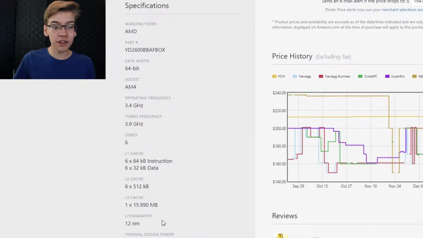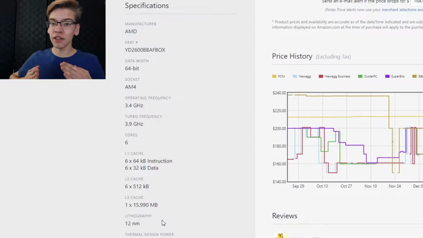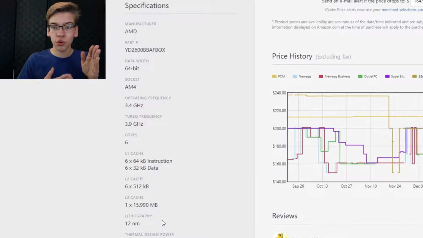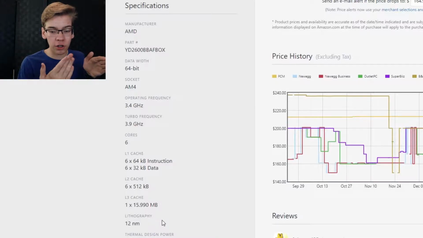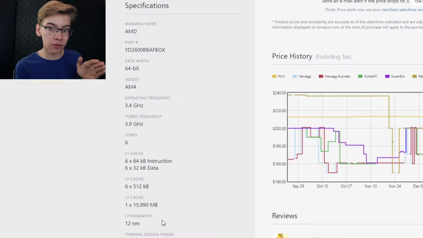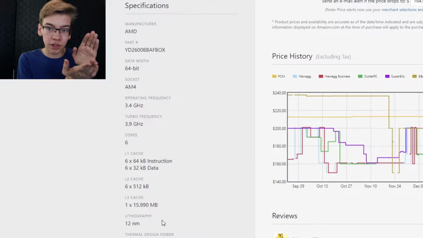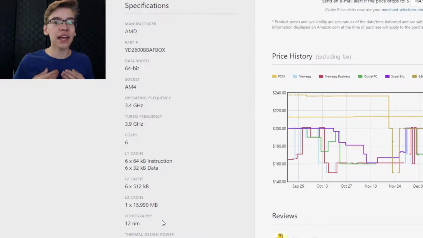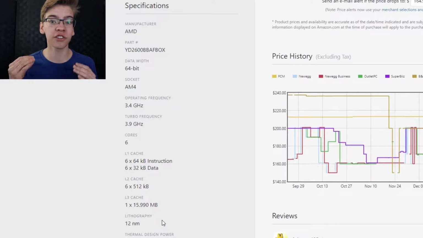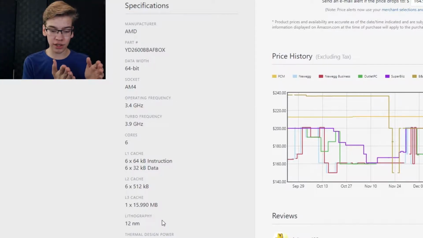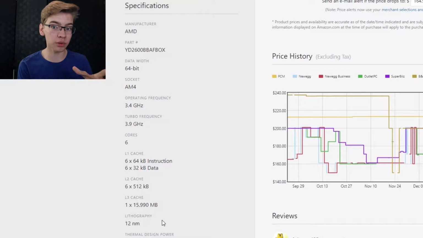Lithography, this kind of goes hand in hand with TDP. This is the distance between the lanes and how far the information has to travel. And basically, the smaller the lithography, the less heat it's going to put off, just because it doesn't have to send as strong of a signal through to get the information to process. Also, doesn't really matter.